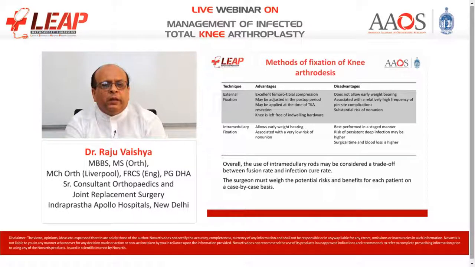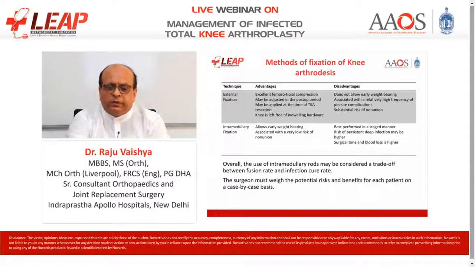Intramedullary fixation allows early weight bearing. It is associated with a very low risk of non-union. The disadvantages of intramedullary fixation include that it cannot be performed in a staged manner. The risk of persistent deep infection is higher, and surgical time and blood loss compared to external fixation are also high. Overall, the use of intramedullary rods may be considered a trade-off between fusion rate and infection cure rate, and the surgeon must weigh the potential risks and benefits for each patient on a case-to-case basis.